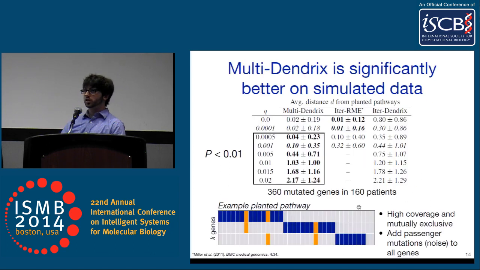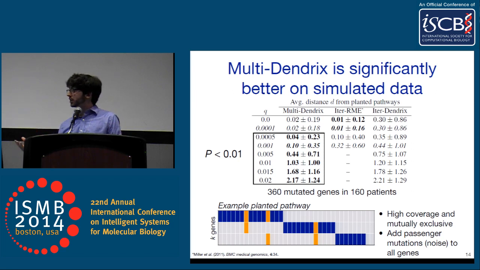In order to determine if the innovation of the Multi-Dendrix algorithm actually improved its ability to identify cancer pathways, we used simulated data and compared Multi-Dendrix to the iterative version of Dendrix and the iterative version of another algorithm for identifying pathways de novo called RME. I'm going to quickly describe how we produce simulated data. The details are in the paper, but the basic idea is we have a mutation matrix with M genes and N patients, and we pick some of these genes to be planted or implanted pathways.